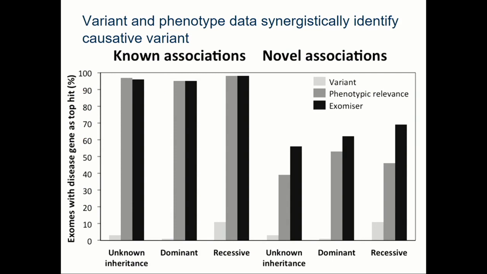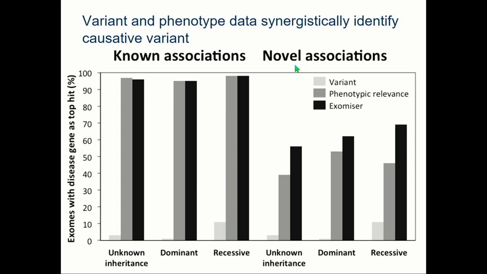When we first published this, we did benchmarking on simulated exomes, where we put known disease variants and phenotype data into 1000 Genomes unaffected exomes. We can show the software in this ideal scenario performs very well. If you just look at the black bar, this is the percentage of cases where we get the right answer as the top hit. Most of the time we're getting towards 100%, where we can get the right variant as the top hit in this ideal scenario.